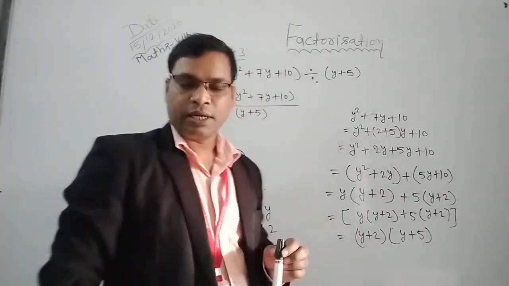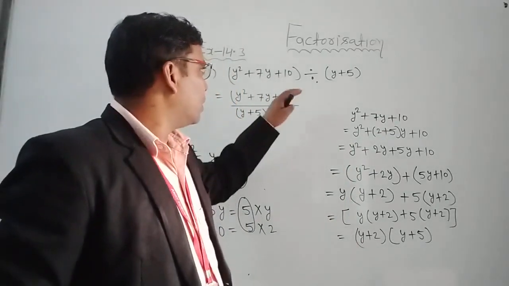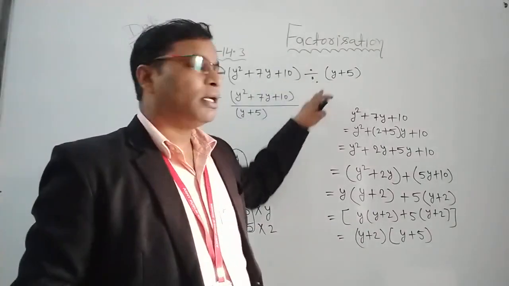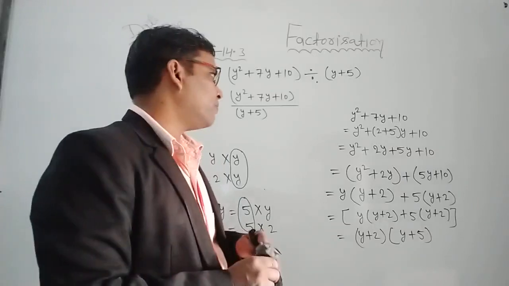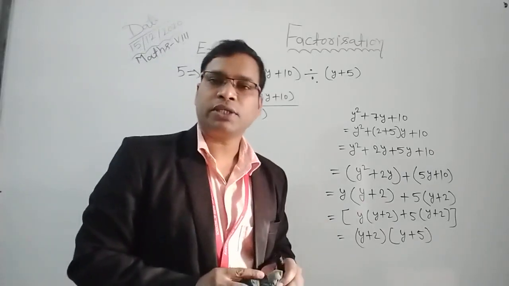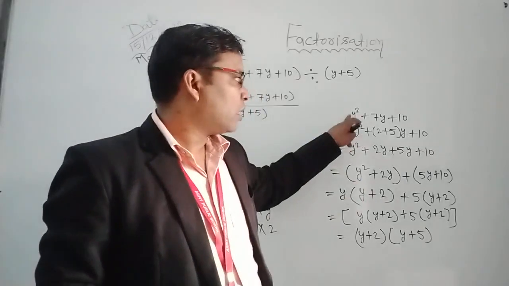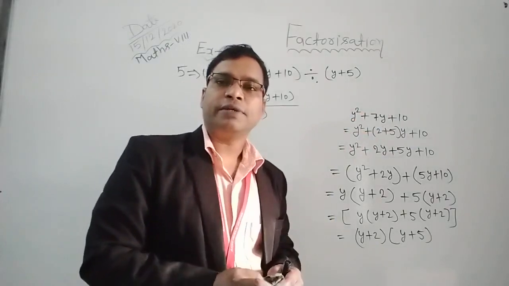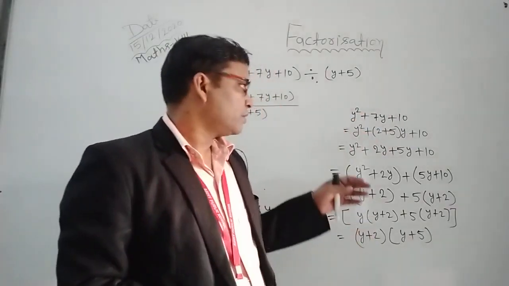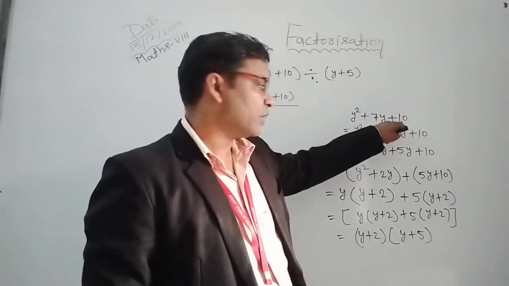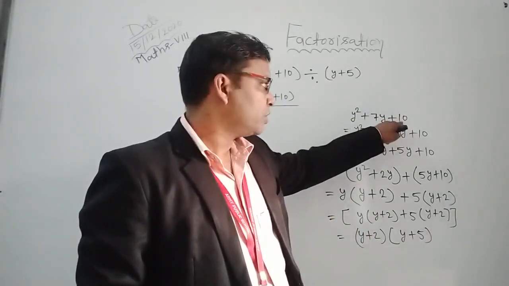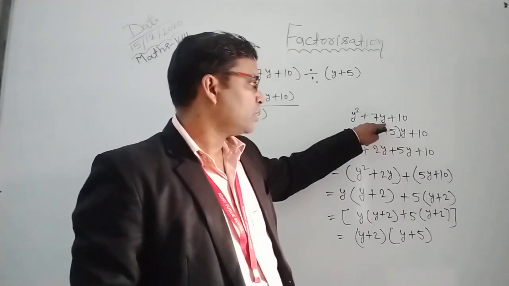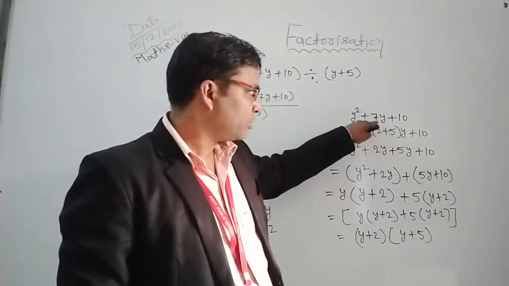Okay. So we need to find the quotient of the expression y square plus 7y plus 10 divided by y plus 5. For this, first we find the factors of y square plus 7y plus 10. So here you can see how you find the factors of this polynomial. This is a trinomial, or you can also say polynomial. So first we see the constant term, and after this its sign. The constant term is positive, and after this we see the coefficient of the variable. Here the coefficient of the variable is 7.